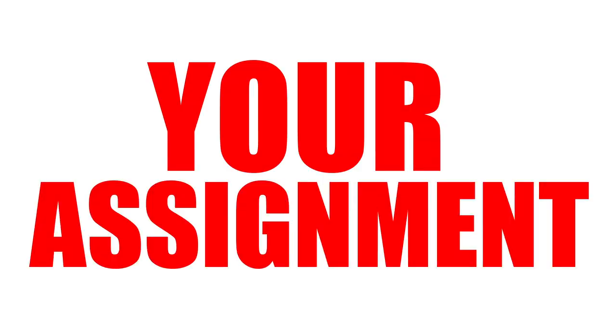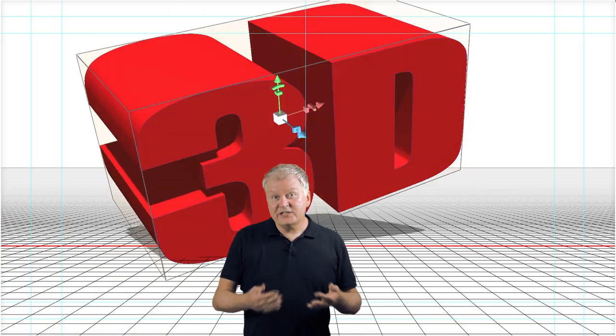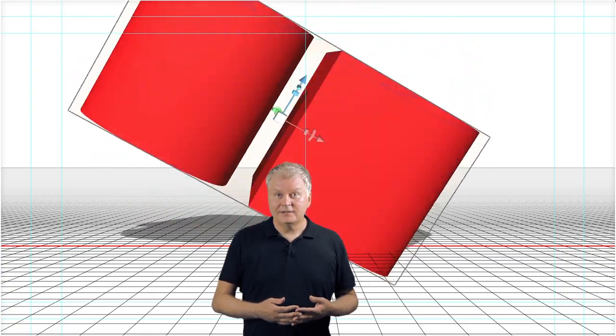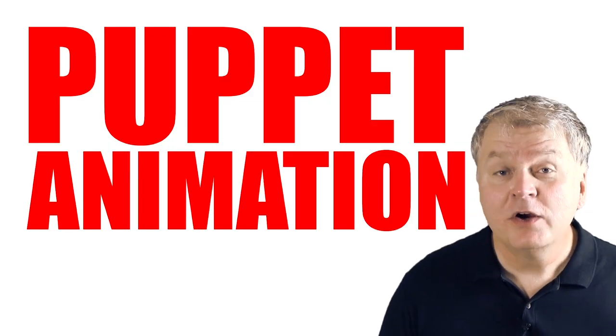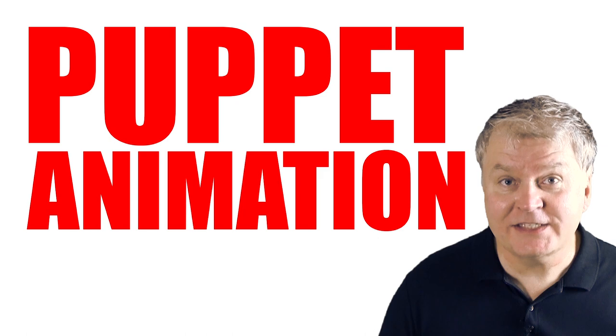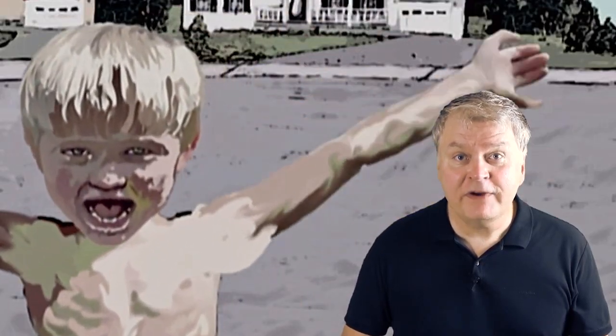Your assignment. There are many different kinds of animation, like stop motion, including claymation, frame by frame drawn animation, and digital 3D animation. What we are talking about for your assignment is puppet-based animation. What I mean by that is creating various elements and parts and moving them around using keyframe animation techniques.